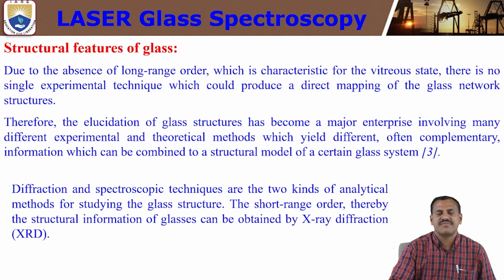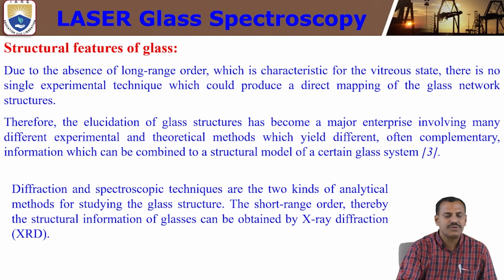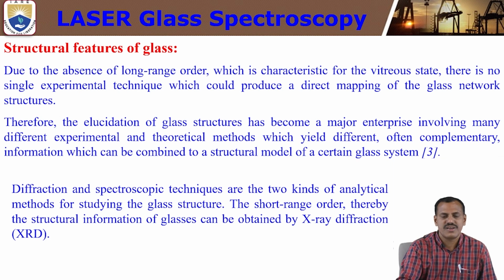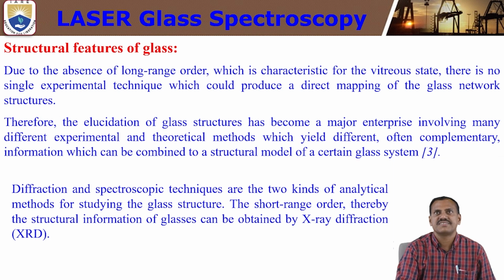Next, coming to the structural features of the glass. Due to the absence of long range order, amorphous materials or glass materials differ from crystals. Crystals have long range order, but amorphous materials have short range order. In glass, the absence of long range order is characteristic of the vitreous state, so there is no single experimental technique which could produce a direct mapping of the glass network structures.